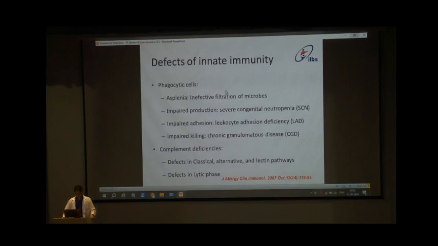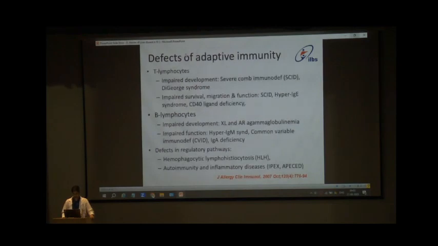So defects in innate immunity occur at two levels. One is in the phagocyte cells: in patients with asplenia or severe congenital neutropenia; impaired adhesion in patients with leukocyte adhesion deficiency; impaired killing of microbial organisms in patients with chronic granulomatous disease; and complement deficiency, like deficiency of the classical and alternative pathways of the complement system.